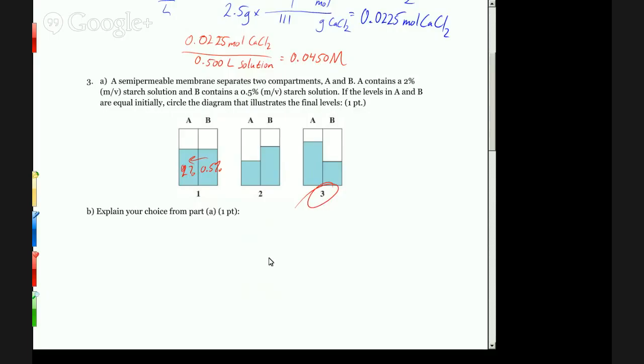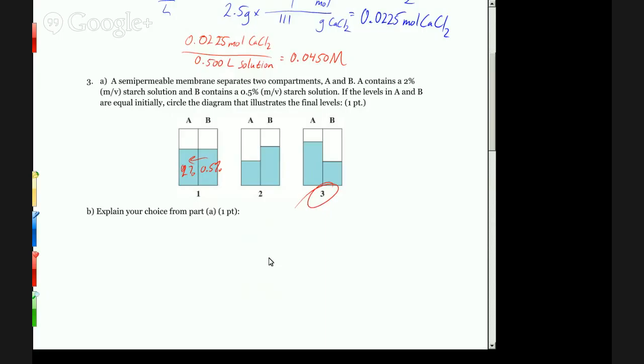And so your explanation should be something about how it's going to try to equalize the concentrations and go from the area of lower solute concentration to the area of higher solute concentration through osmosis. Now look at 3.